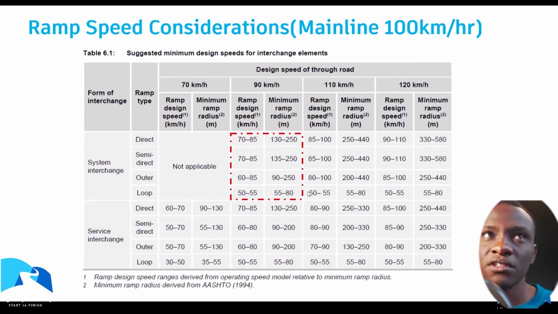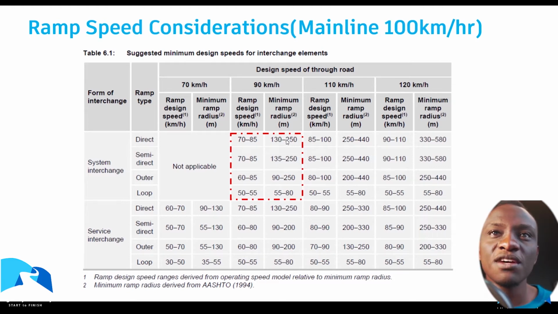So what are the ramp speed design considerations? Now, because we're designing the main line at 100 kilometers per hour, when we're looking at the ramp design speeds, there are a number of things. One, the ramp design speed, for this case, we're going to design the loop for 50 to 55 kilometers per hour, the outer 60 to 85 kilometers per hour, the semi-directional 70 to 85 kilometers per hour, the direct 70 to 85 kilometers per hour.